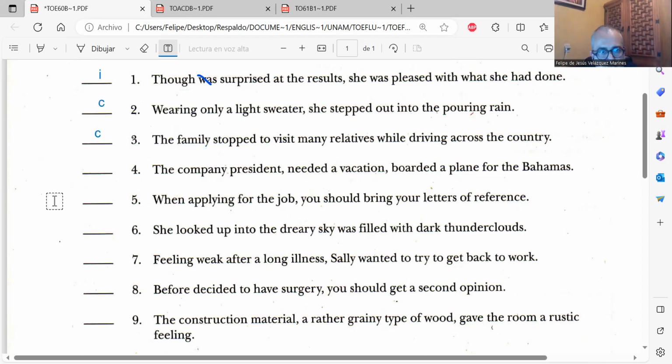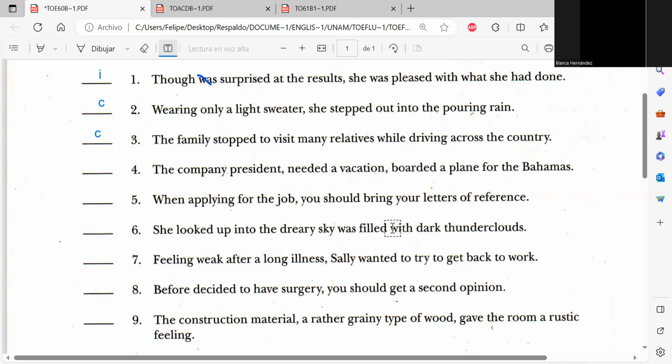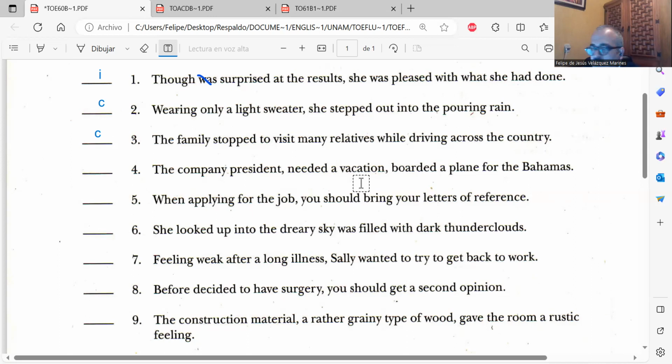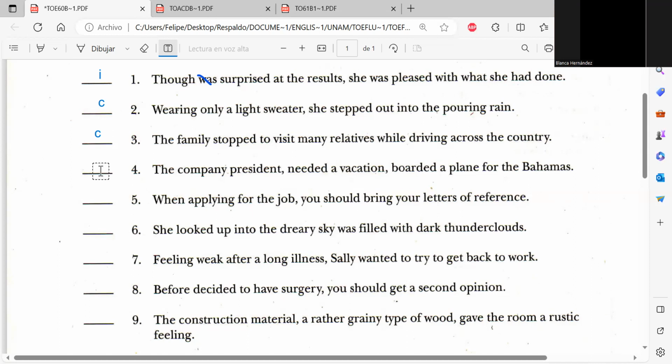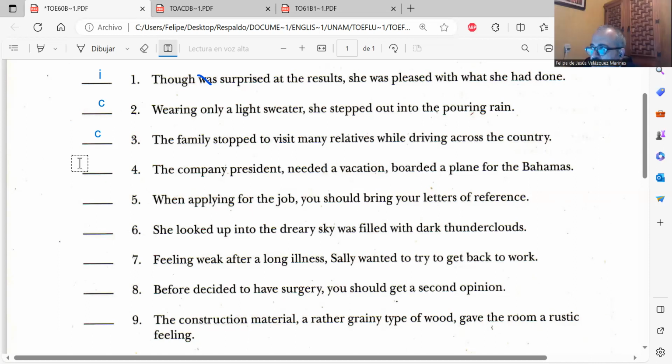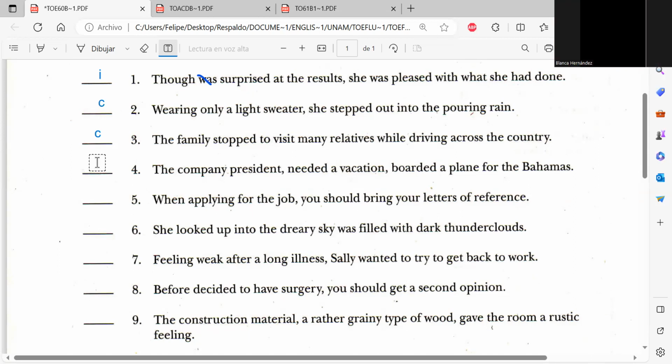The next one, Blanca. The company president needed a vacation, board a plane for the Bahamas. A vacation. I didn't say needed a vacation. Vacation. The pronunciation. I was correct in the pronunciation. Okay. Vacation. Yes.